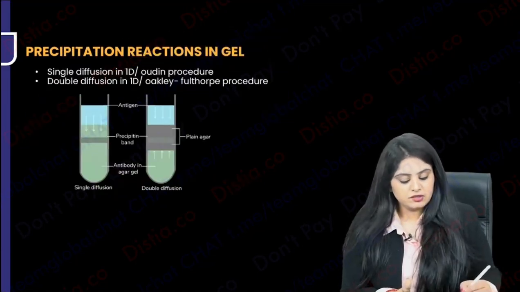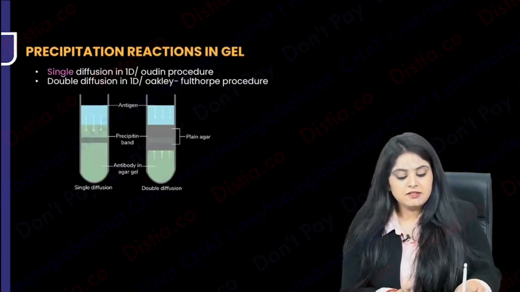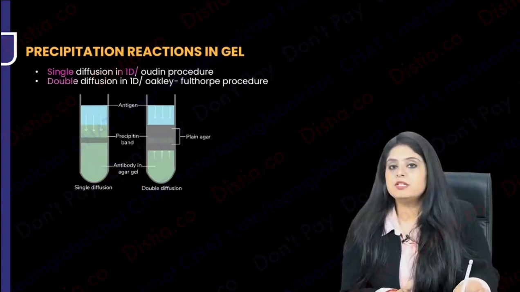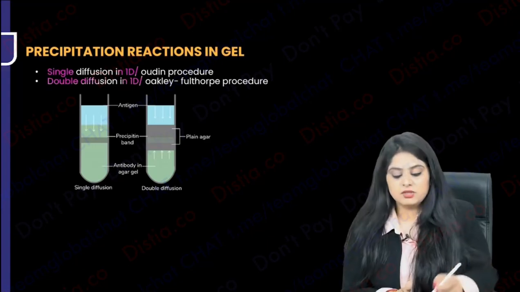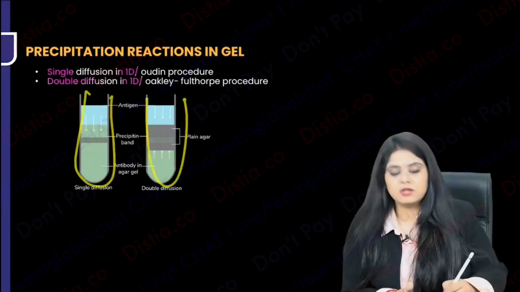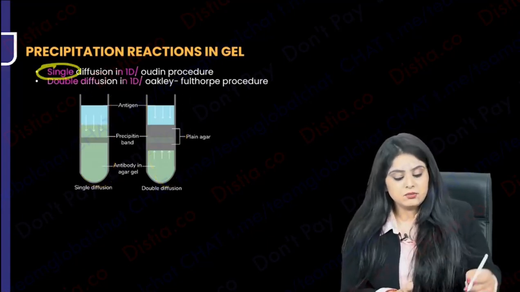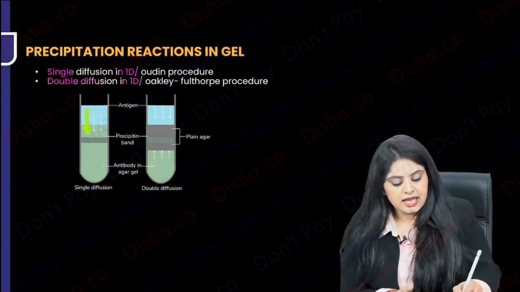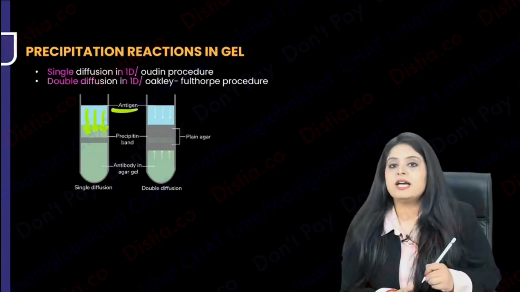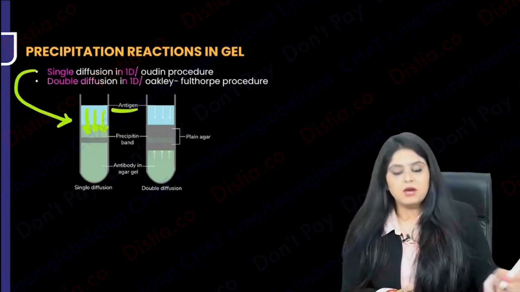Have a look at the pictures now. See, it's in front of you. Single diffusion in one dimension, double diffusion in one dimension. One dimension means the test tubes are in front of me, correct? Single diffusion means who is moving? Only the antigen is seen moving. Only antigen is moving. This means this is the Auden test.